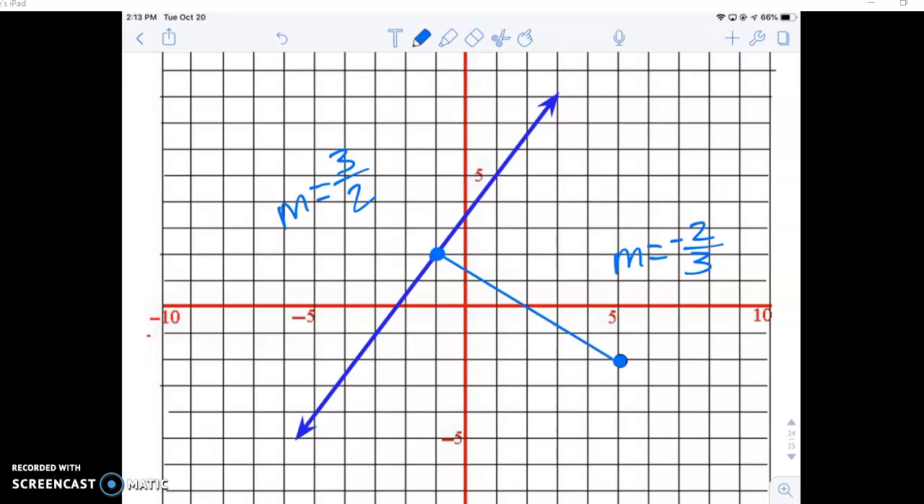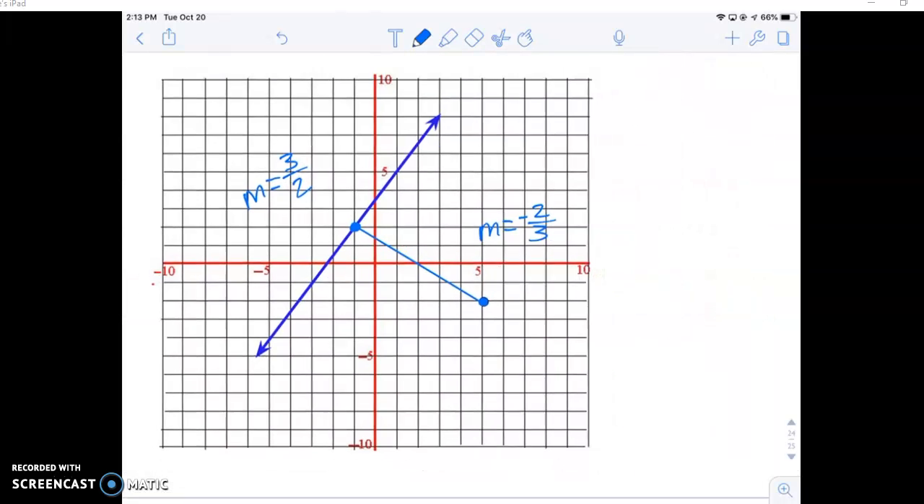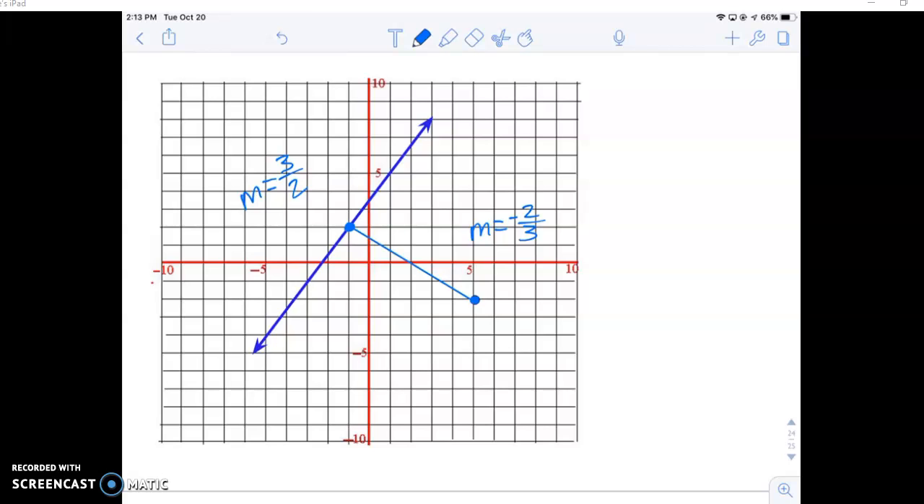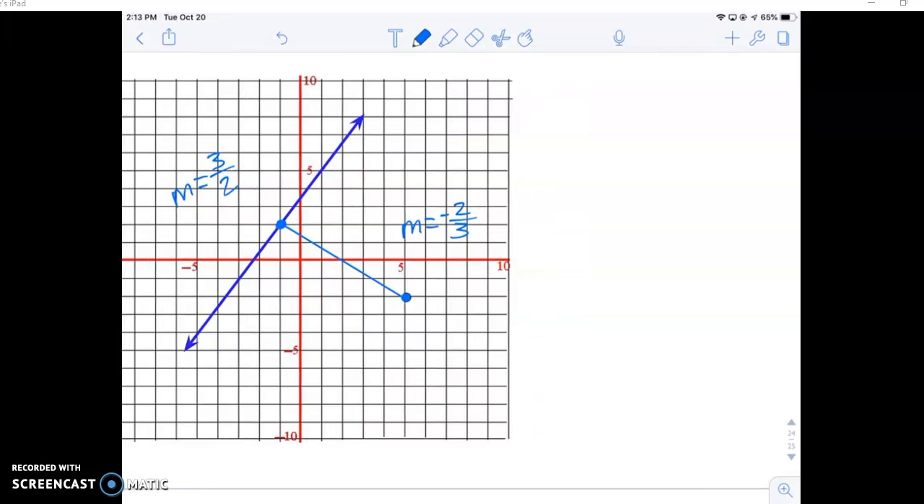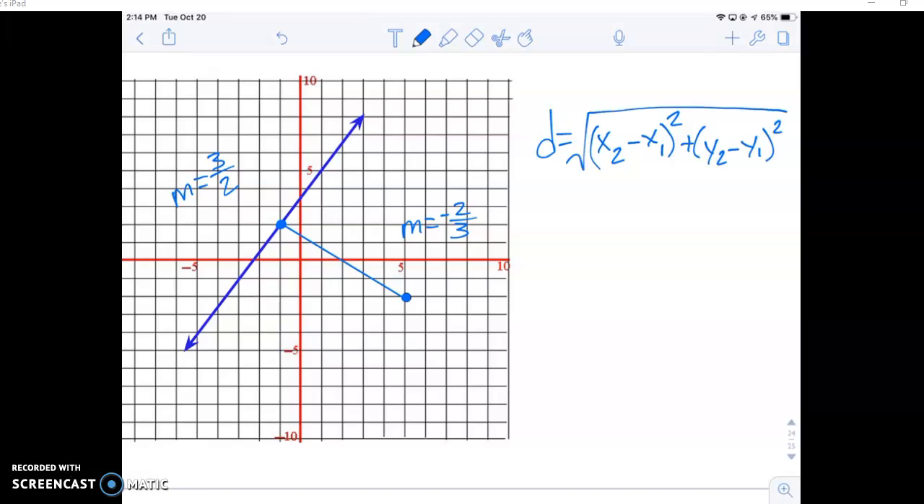There we go. Alright, and the only way you can figure that out, well, you could make a triangle and use the Pythagorean theorem, or what you could do is use the distance formula. If you forgot the distance formula, we did that in chapter 1. Distance formula, I'll write it down again: x2 minus x1 squared plus y2 minus y1 squared, and the square root of all that.